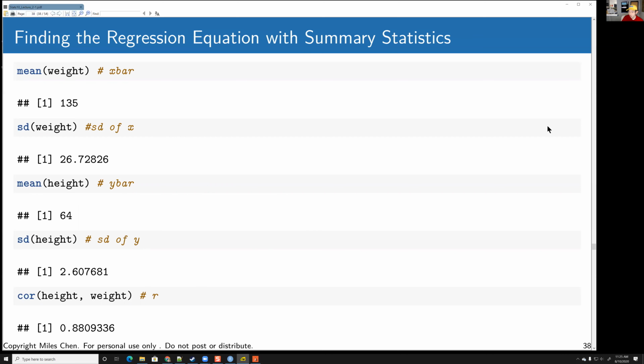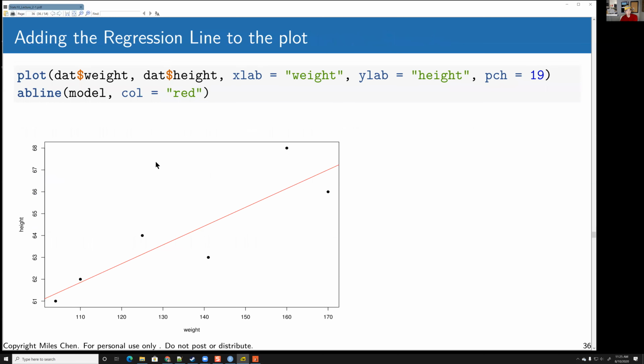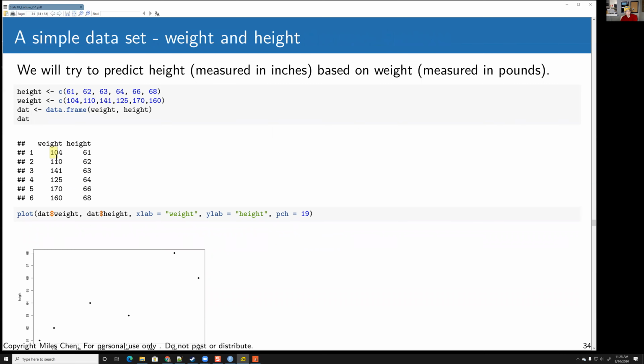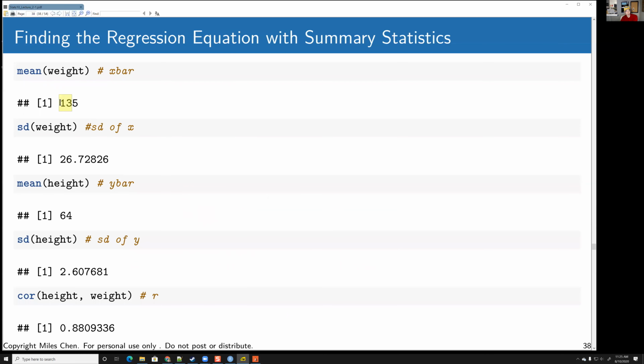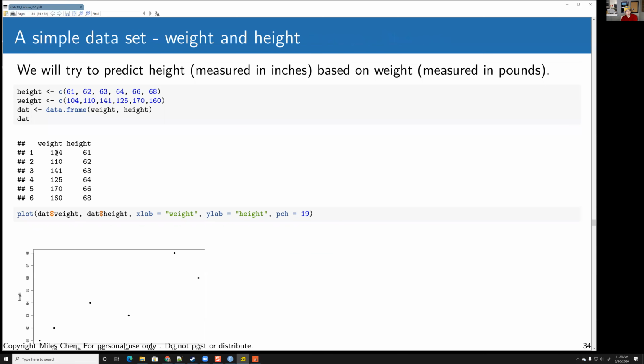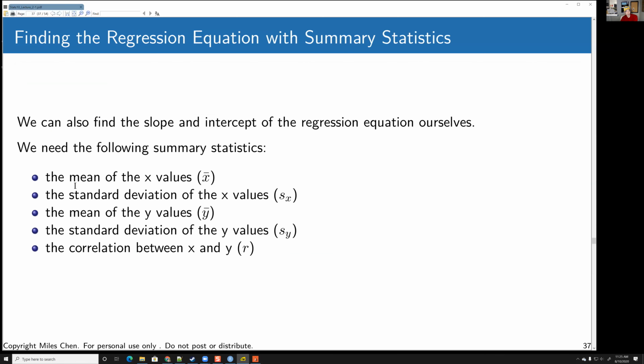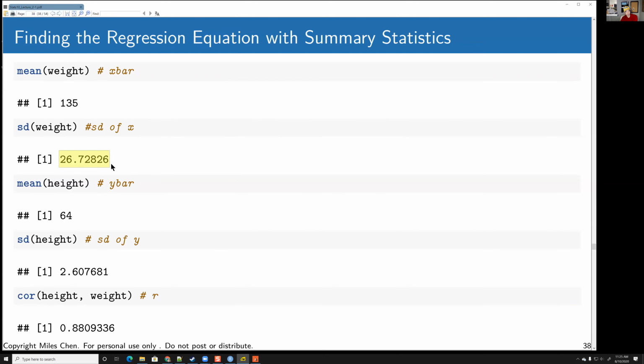Is the regression equation the same as the equation of the line of best fit? Yes, the regression equation is the same as the line of best fit. Basically, here I've got these values, and I asked what the mean of these 6 values is. If I take 104 plus 110 plus 141 plus 125 plus 170 plus 160 and take the mean, we get 135. If I ask for the standard deviation of these 6 numbers, we can ask the computer to do that, and that's what we get. The correlation between the 2 variables is 0.88.